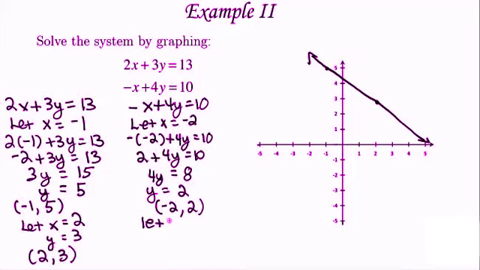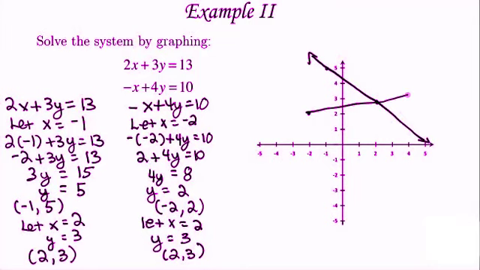Next, I'm going to let x equal 2. I will insert 2 into the equation and solve to find that y equals 3. Okay, so again, I have 2 points for this other line, for the second line. I have negative 2, 2, and 2, 3. So graphing out the second line, x is negative 2 when y is 2, and x is 2 when y is 3.